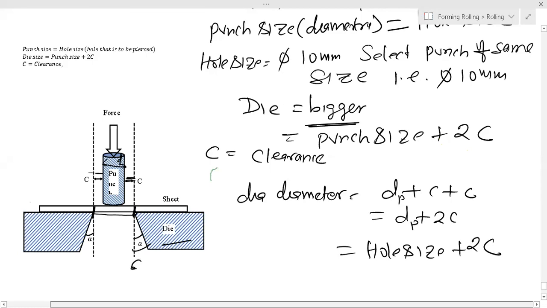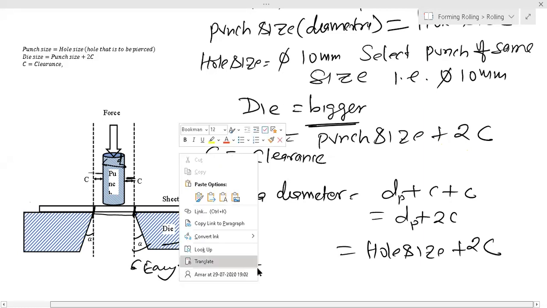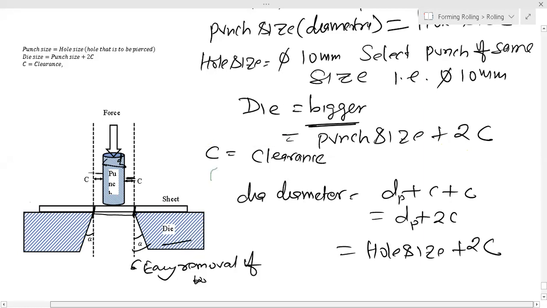I mean, that is for easy removal of the waste material. If it is a punching operation, the waste material, I mean a blank or disc, will be easily removed. So force you have to apply, right? You have to apply force.